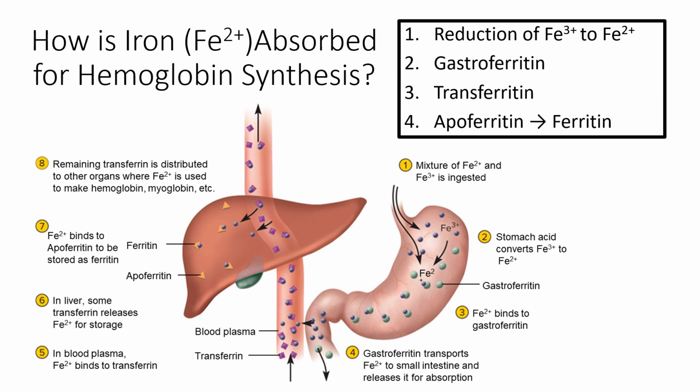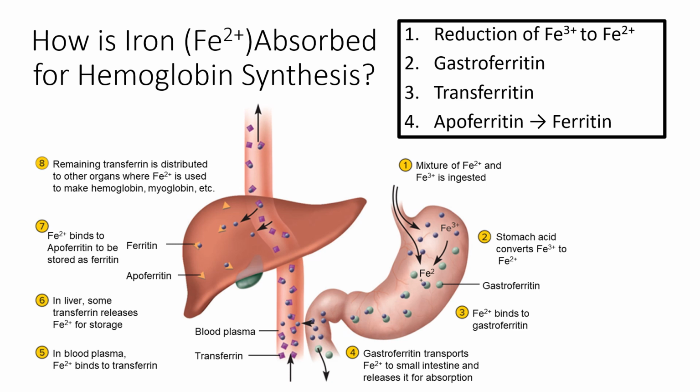As it's transported, much of the iron 2+ will be stored in the liver, where the transferrin will give up the iron to a molecule called apoferritin. And apoferritin, when it binds iron, will become ferritin. It binds iron, and then will be stored as ferritin: apoferritin bound to iron.